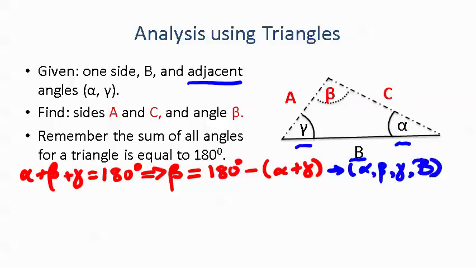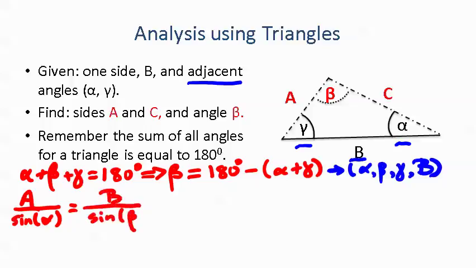Which of the laws that we introduced will allow us to find these remaining sides? Will it be the law of sines or the law of cosines? Let us apply the law of sines. So for this triangle, the law of sines states that side A divided by the sine of angle alpha will be equal to side B divided by the sine of angle beta will be equal to side C divided by the sine of angle gamma.